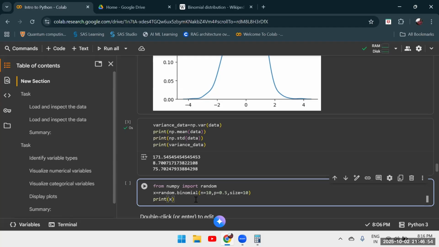Okay, so that's the size. It will work only for binary data, true or false only. But the probability can change.